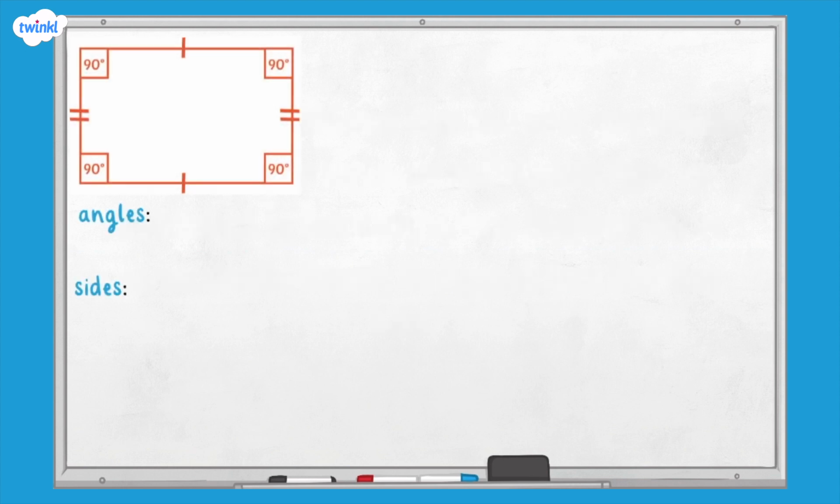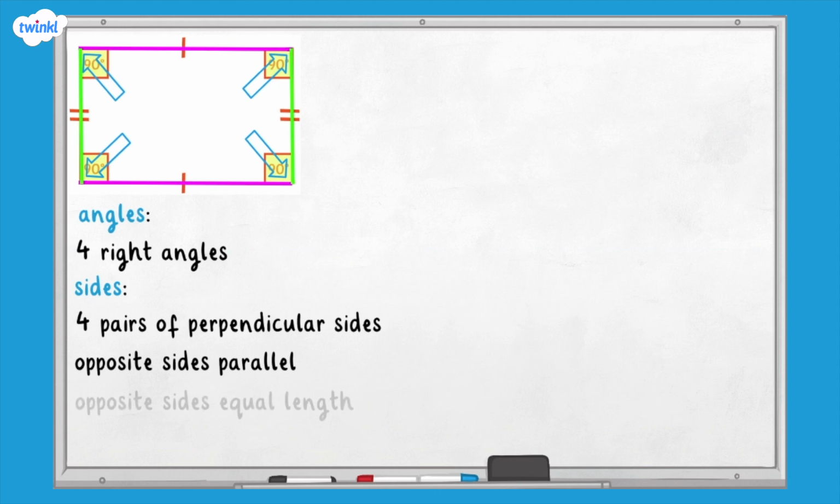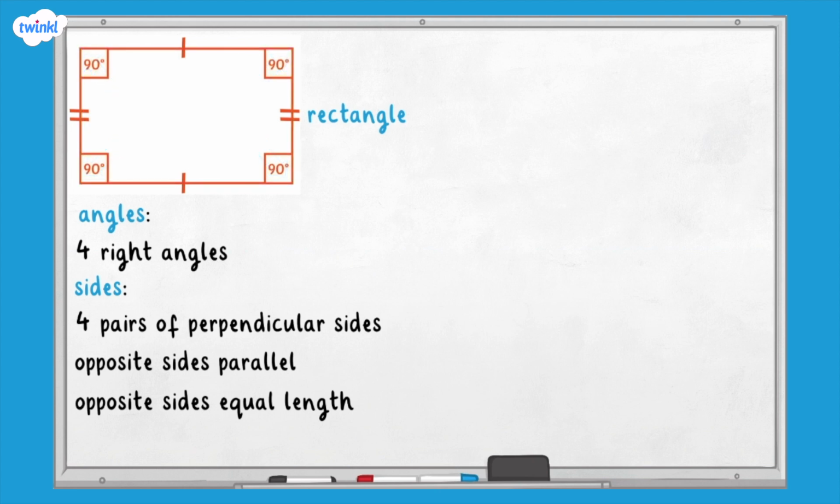This quadrilateral has 4 right angles, it has 4 pairs of perpendicular sides, its opposite sides are parallel, its opposite sides are equal in length. A quadrilateral with these properties is called a rectangle.